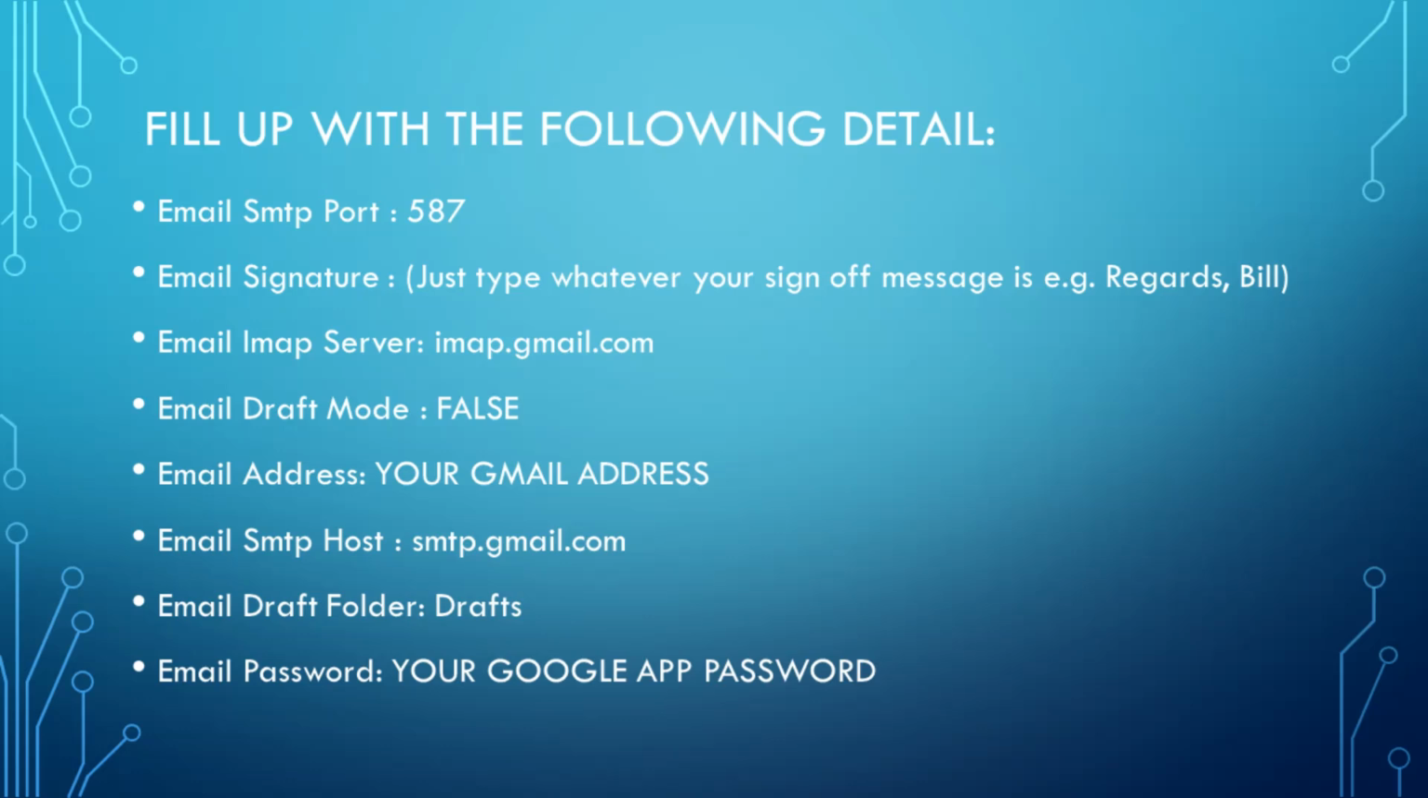Fill it up with the following details: email SMTP port 587; email signature, just type whatever your sign-off message is, e.g. regards, Bill; email IMAP server, imap.gmail.com; email draft mode false; email address, your Gmail address; email SMTP host, smtp.gmail.com; email draft folder, drafts; email password, your Google app password.